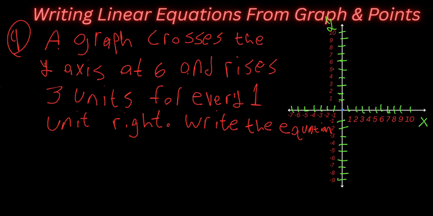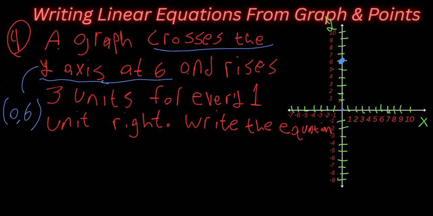And let's consider here. A graph crosses the y-axis. What does it mean when we cross the y-axis? Well, we cross the y-axis when x is equal to 0. So that means that is our y-intercept, okay? So we cross the y-axis at 6. So let's go ahead and put our point there. And rises 3 units for every 1 unit right. Well, a few things here. First of all, we can get a point from this. We're given the point 0 and 6.